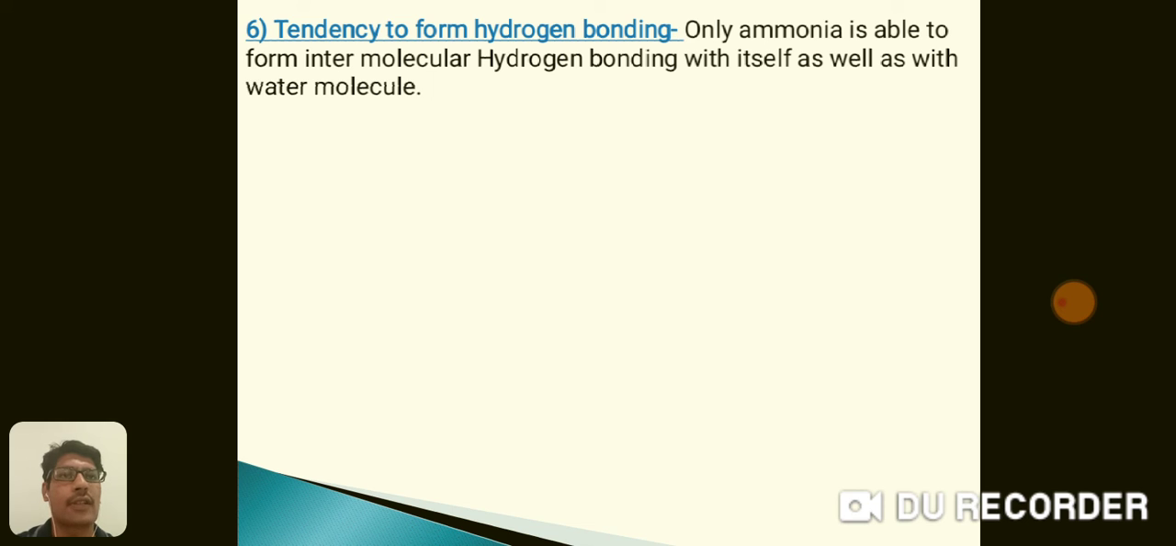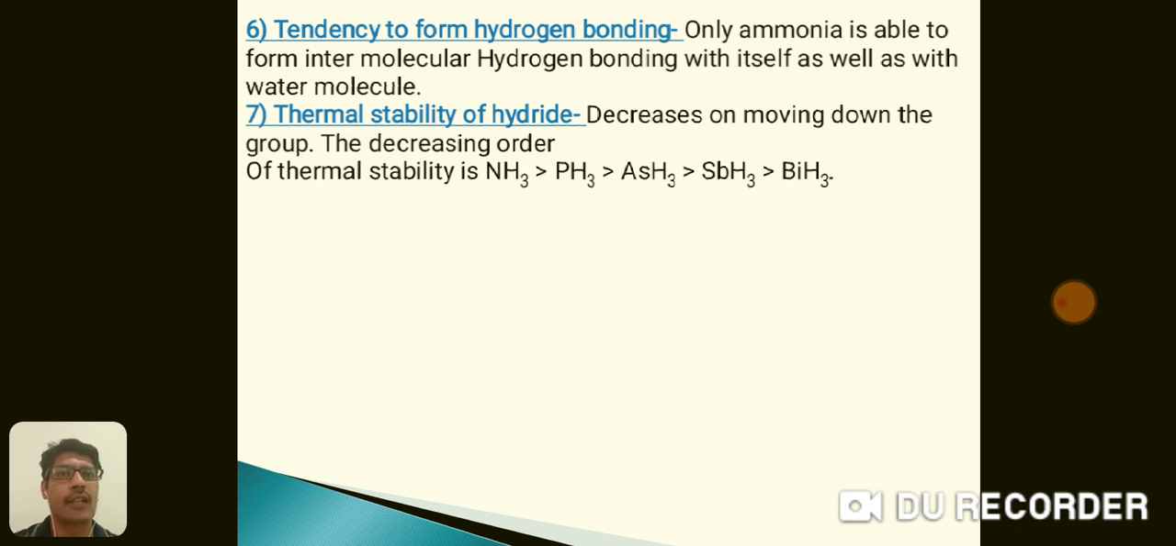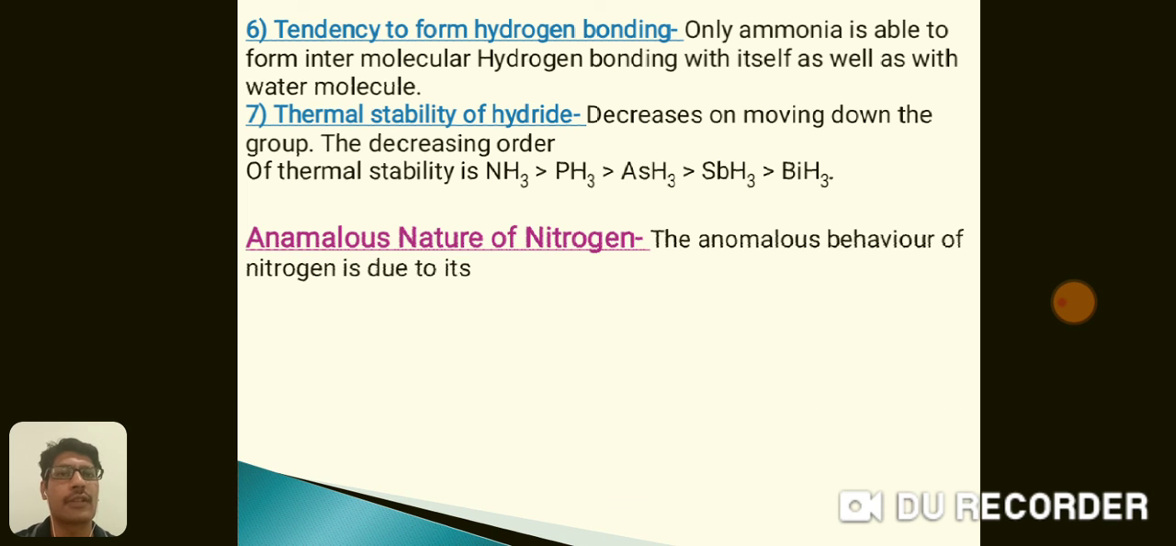Tendency to form hydrogen bond. What is hydrogen bond? When an electronegative atom like oxygen, nitrogen or fluorine forms a bond with hydrogen, then that type of bond is called hydrogen bonding. Only ammonia is able to form intermolecular hydrogen bonding with itself as well as with water molecules. Thermal stability of hydrides decreases down the group. Ammonia has the highest stability and BiH3 has the lowest stability.